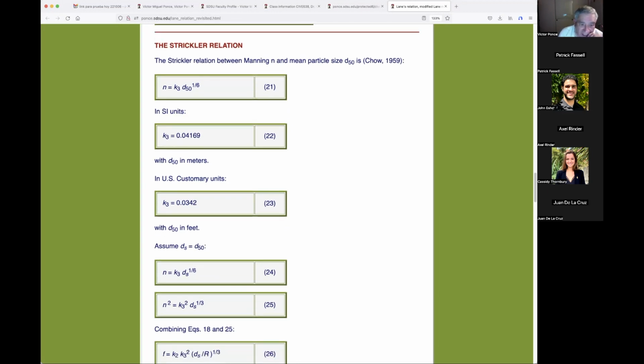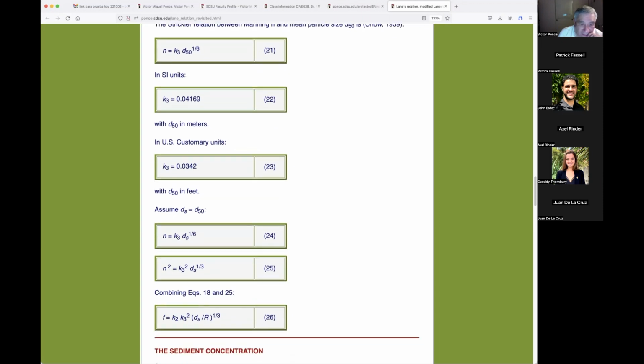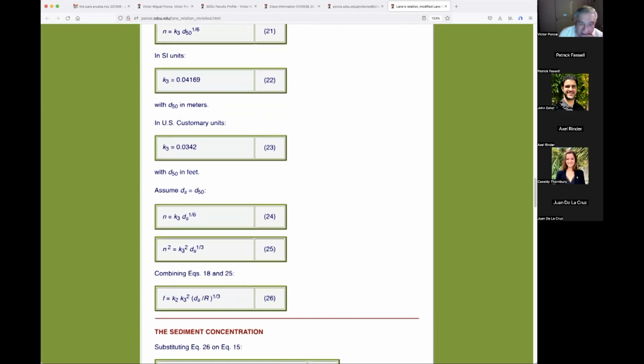Okay, so we have here D50 in US customary, 0.0342, which is, by the way, the number that I quote in my book. I checked it today. I wanted to see which one of these is the one in my book, the 0.0342. So if you look in chapter 5 of my open channel book, which is online, you'll see this number, 0.0342, which is referred to as the Strickler relation in feet. In feet.